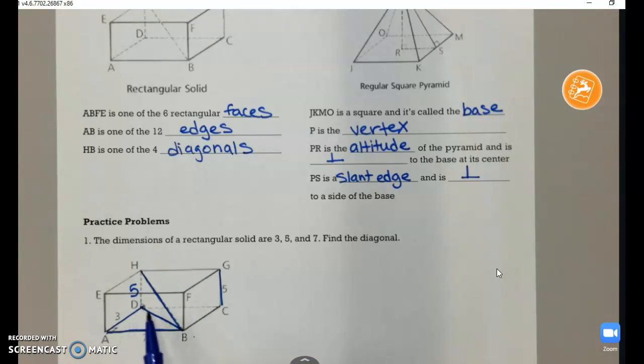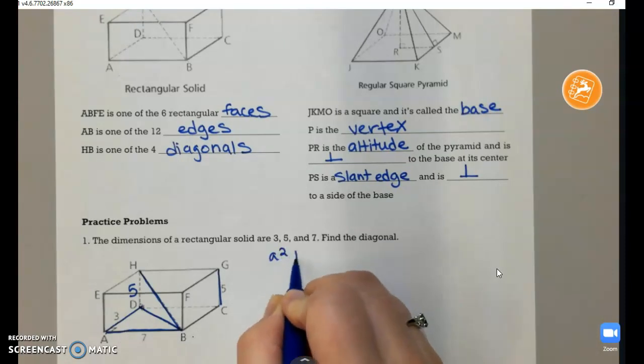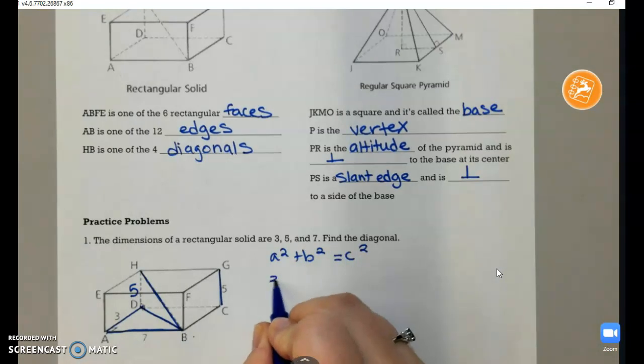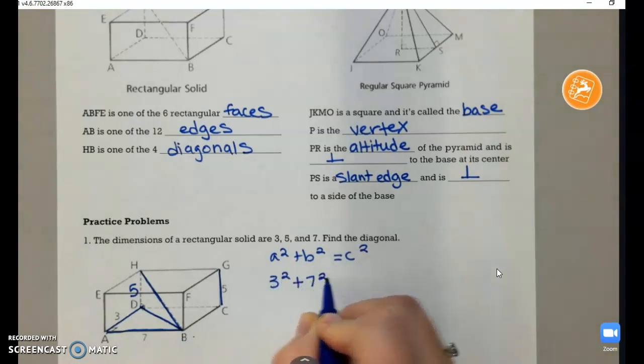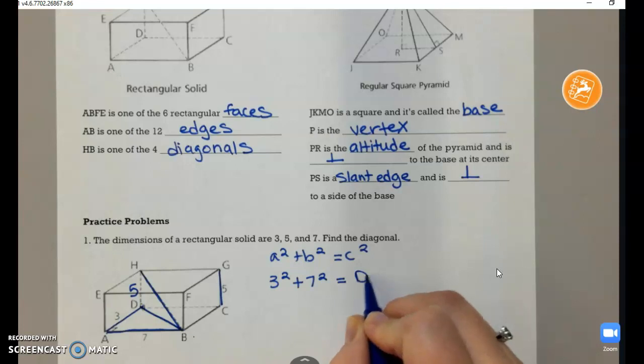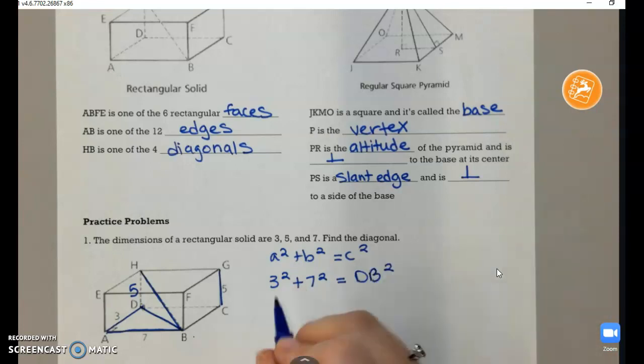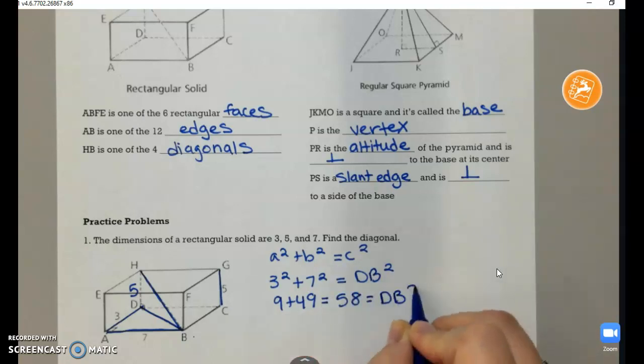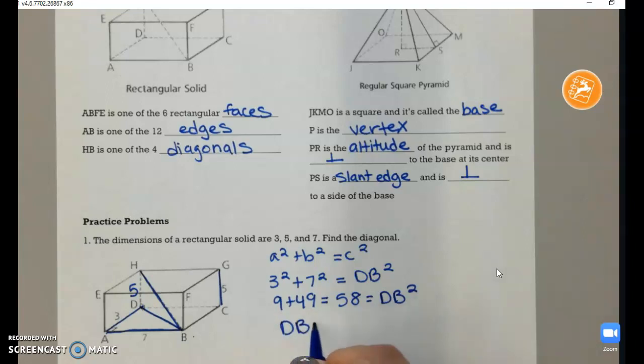So again, first we need to find DB. So I know the sides are 3 and 7, so we're going to use our Pythagorean theorem. A squared plus B squared equals C squared. So 3 squared plus 7 squared is going to be equal to DB squared. So 9 plus 49 is 58. And so DB is going to be the square root of 58. So this length here is the square root of 58.